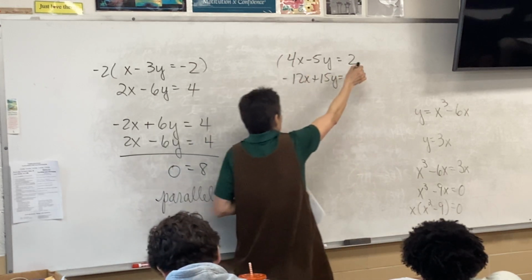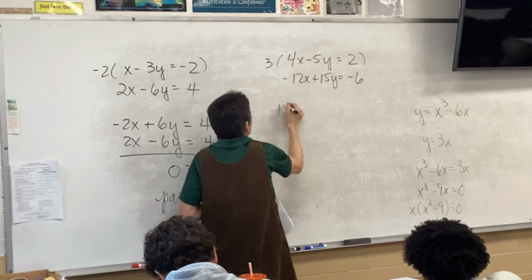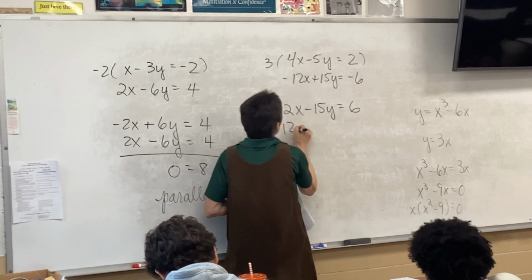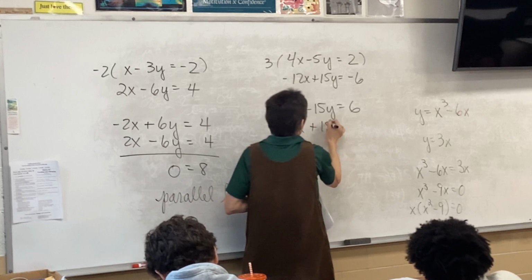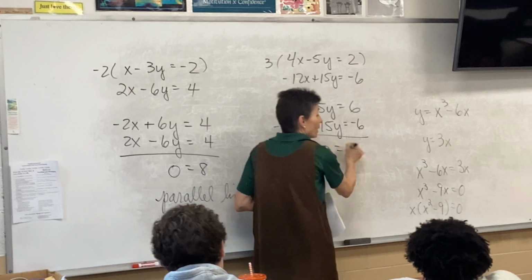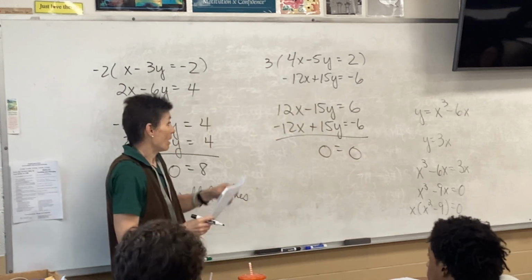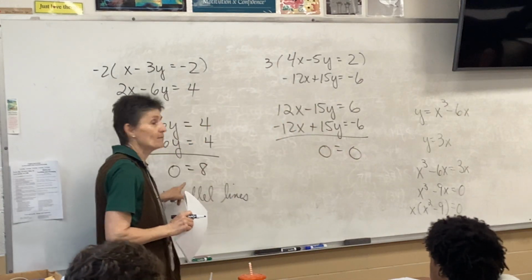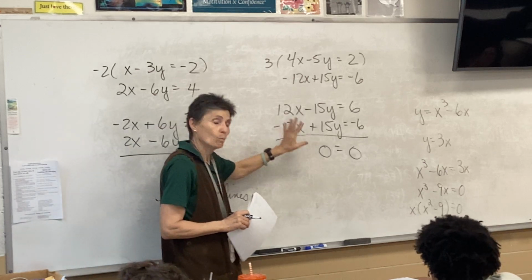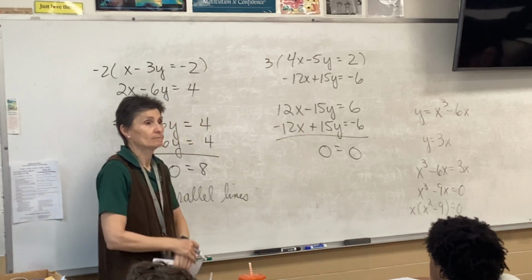Multiply the top by 3, do you think? So 12x minus 15y equals 6. All right, I got 0 equals 0. Now, that's different than this, right? This is always true. What does that mean about my lines?